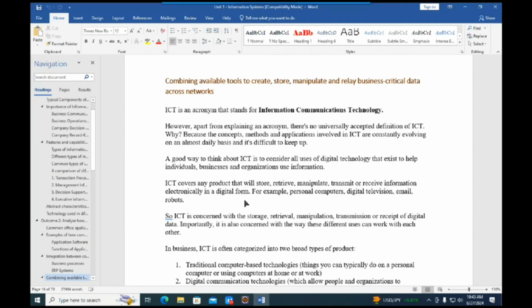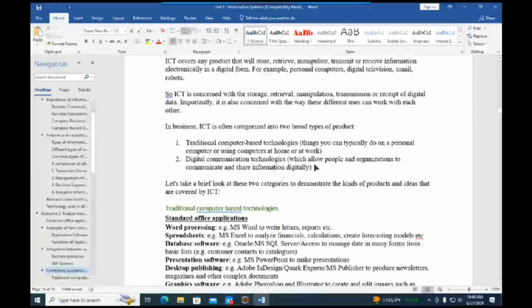It is of essence to note that ICT is also concerned with the various ways that different components of a system can work with each other. I'm pretty sure you are getting the difference between ICT and IT. When we talk about IT, we are not focusing on the various ways of data transmission, or how these things communicate and work together. But when we talk about ICT, that's why we have the aspect of communication, because it's also concerned with how these components are used to work with one another. So we often put ICT in two broad categories, or two broad types of products.